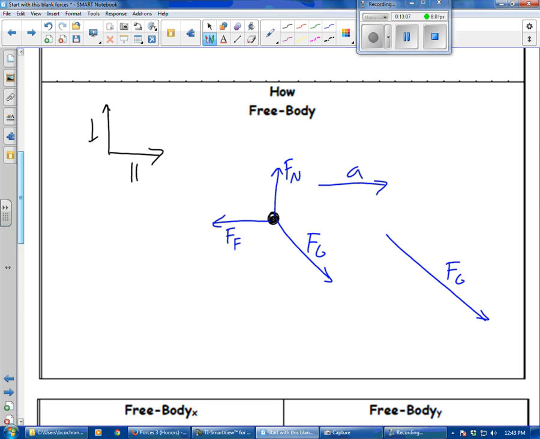I need to do a vertical component and a horizontal component. And because of the rotation, this is 39 degrees. That's how much I would have rotated this counterclockwise. So this side is FG cosine 39 degrees. And this side is FG sine of 39 degrees. Right?